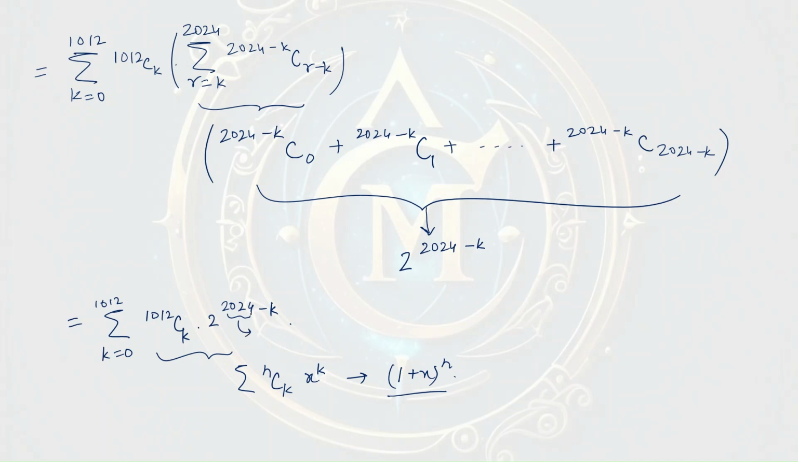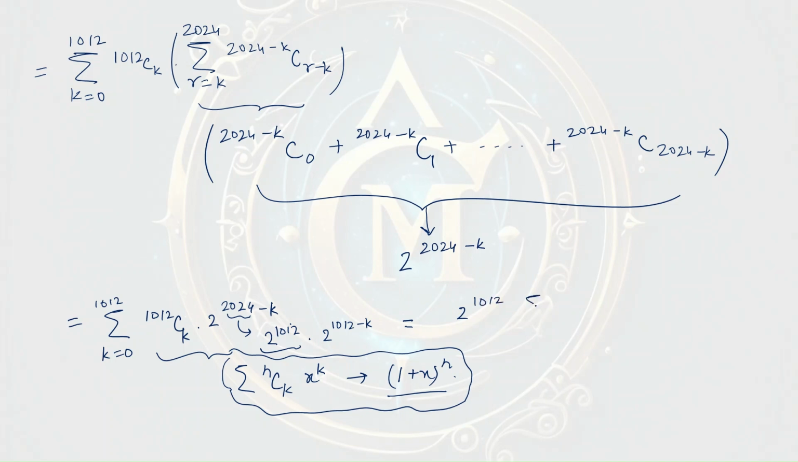That means we can split this term as 2 to the power 1012 times 2 to the power 1012 minus k. Now this is a constant, so it can be taken outside the sigma. So we get 2 to the power 1012, summation k equal to 0 to 1012, ck times 2 to the power 1012 minus k.